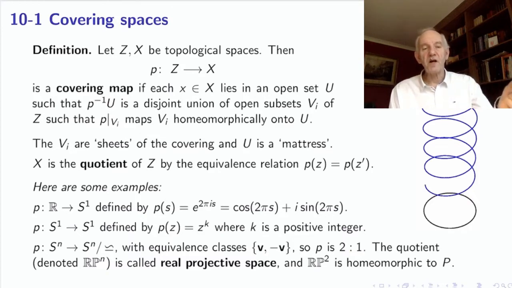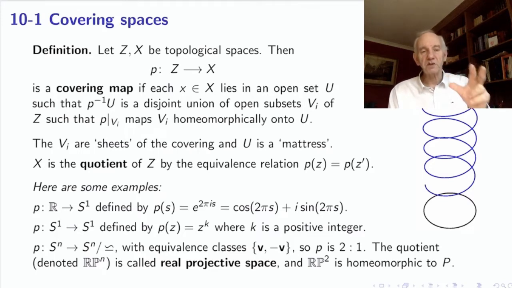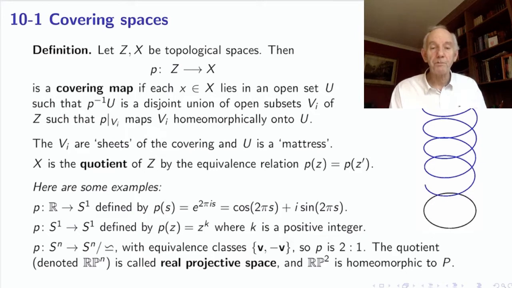So if I identify V with minus V, that's an equivalence relation, and it defines a new topological space in which, as I say, each vector is identified with its minus. They correspond to the same point, sort of thing we did with surfaces. And that quotient topological space is, by definition, a real projective space of dimension n.